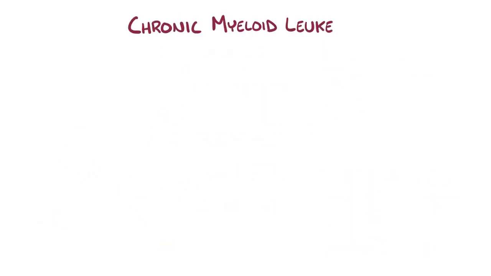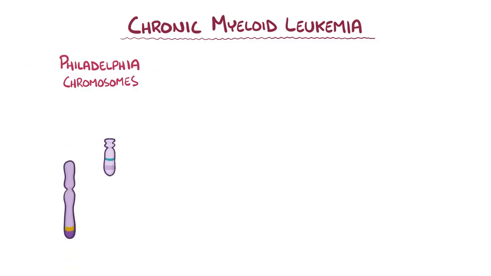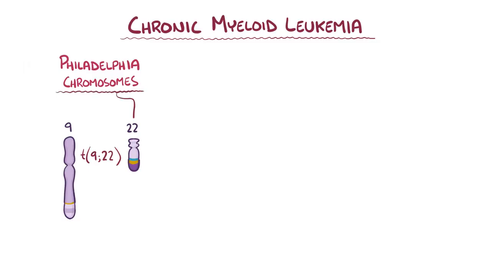In chronic myeloid leukemia, the most common cause is a chromosome translocation, which results in a Philadelphia chromosome. And that's where a portion of chromosome 9's long arm switches with a portion of chromosome 22's long arm. And we write that as t(9;22). T because it's a translocation, and 9 and 22 because those are the chromosomes that switch genetic information. This results in a modified chromosome 9 and a modified chromosome 22. And it's the chromosome 22 that's called the Philadelphia chromosome.